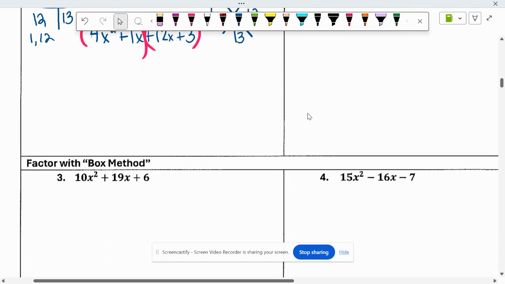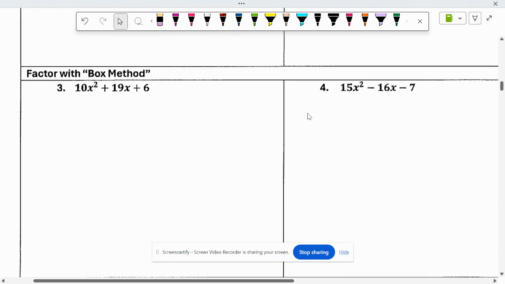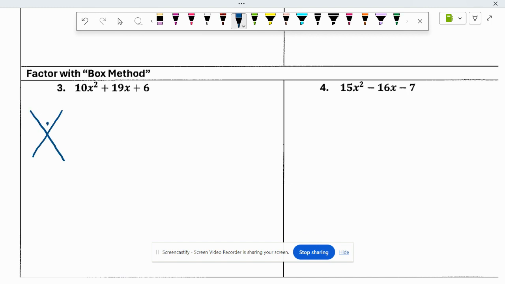The next one is the box method. So we still have to do that A times C. 10 times 6 is 60. Adds up to 19. What are two numbers that you can multiply together to get 60 that when you add them, you get 19?